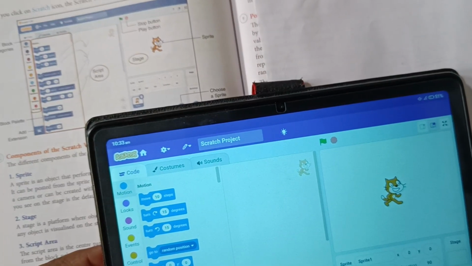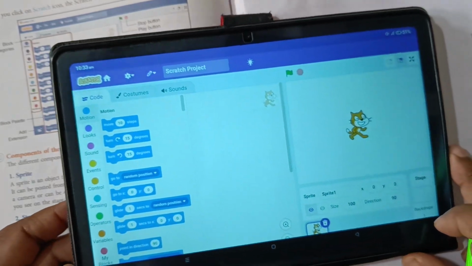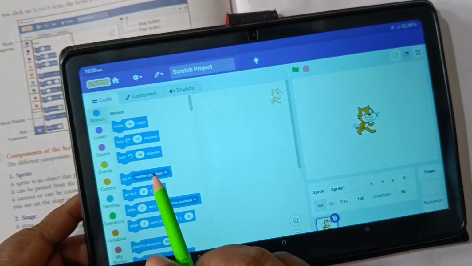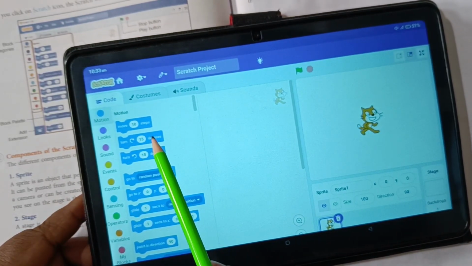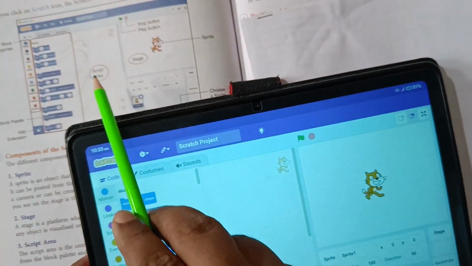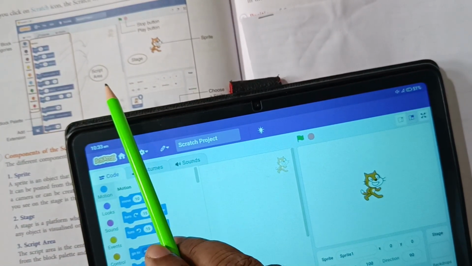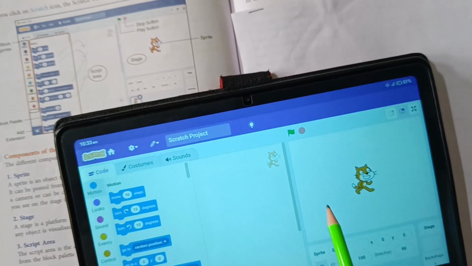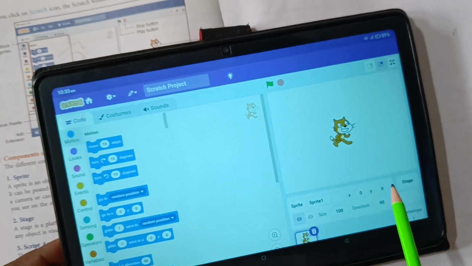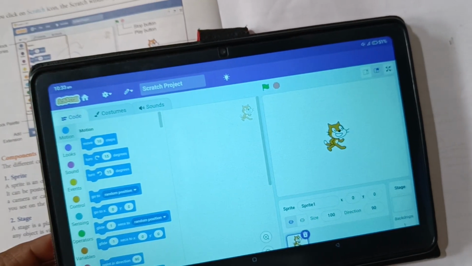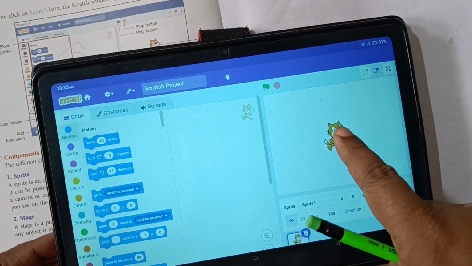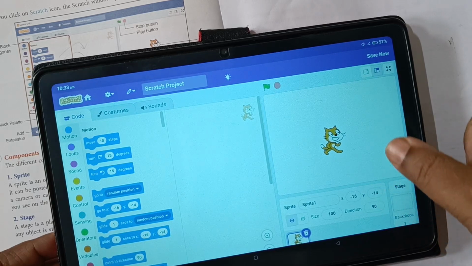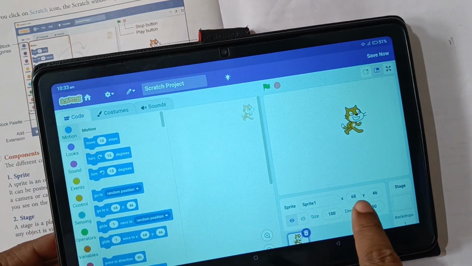Okay, now look carefully at what you can see over here. This is the Scratch coding on a tablet. These are the various blocks on this side. This is the script area over here, and this is your sprite. And these are the coordinates of the sprite. Look closely. If I move the sprite, see the coordinates change.